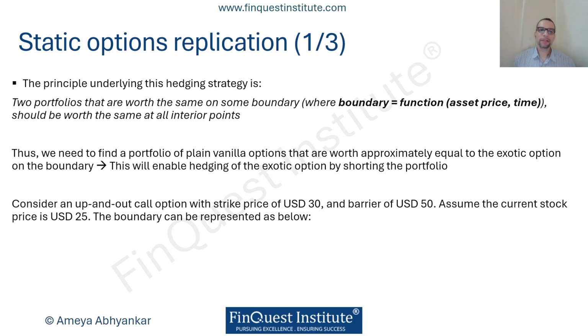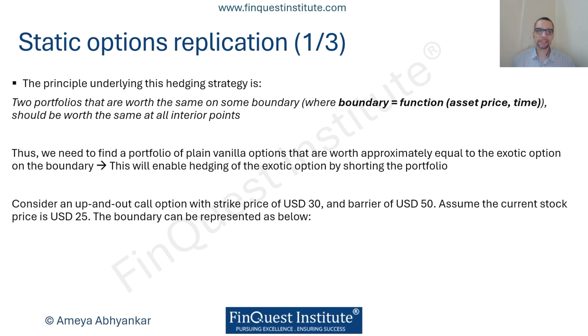So we can say that we will need a portfolio of multiple vanilla options that are worth approximately the same as the exotic option on the boundary. And if we are able to have such a bunch of vanilla options, then it will allow us to hedge the exotic option by shorting this portfolio of vanilla options.